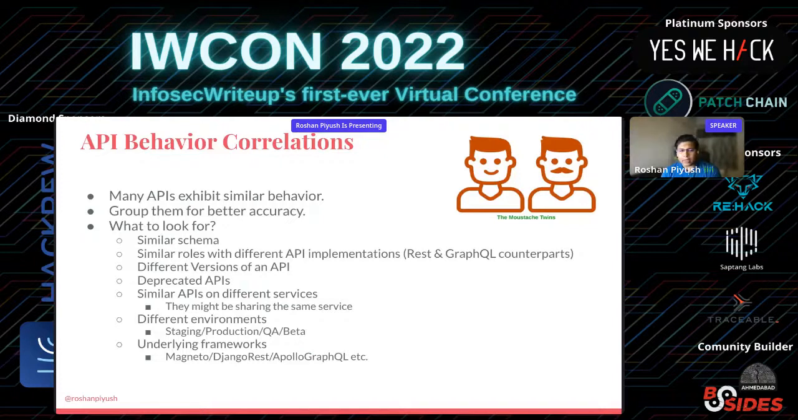The service behind those APIs may be the same, and the external services may just be a wrapper around those. So if you are not able to target one of the APIs, you may be able to target the same vulnerability on the other one, and that's how it makes a big difference. Also look for different environments. I think this is something you guys would already know: look for staging, production, QA, beta stuff. That way it will help you understand the differences, or what is new in the APIs that is coming in, which might be worth testing or looking at.